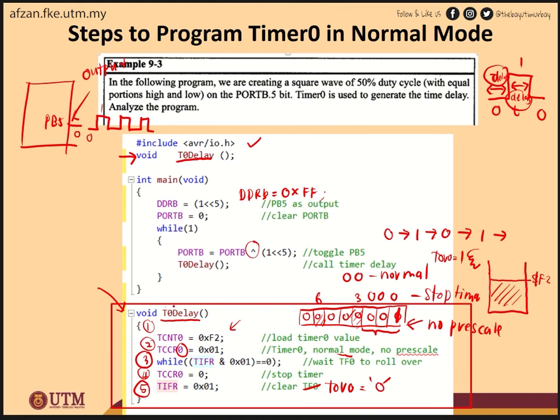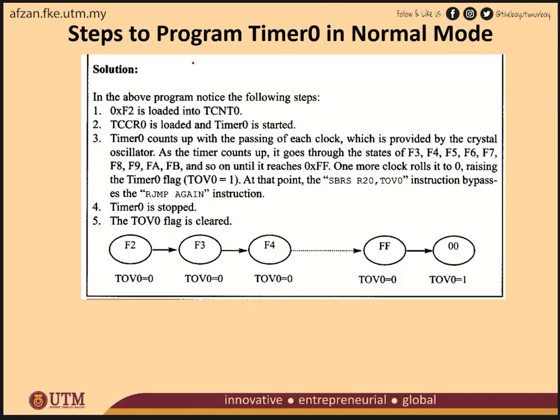Okay, so this is what happened in this program. Here are the details. First, load TCNT0 with this number, and then TCCR0 is loaded and Timer 0 is started. When you finish the timer setting, Timer 0 starts. Timer 0 will count up with the passing of each clock. We started with F2, TOV0 still 0. F3, has it overflown? No, TOV0 still 0.